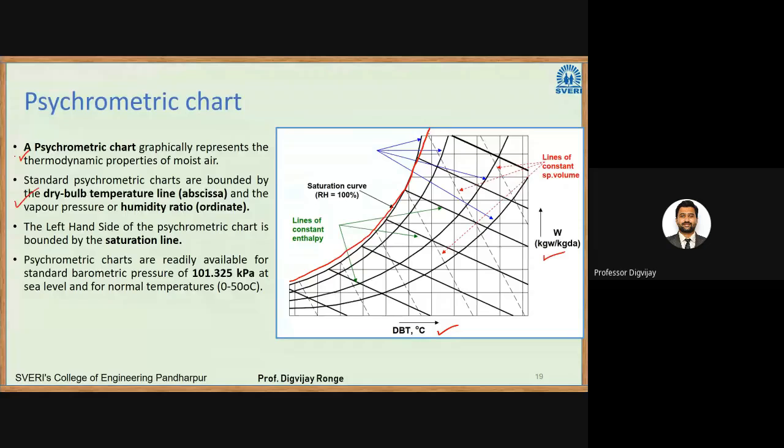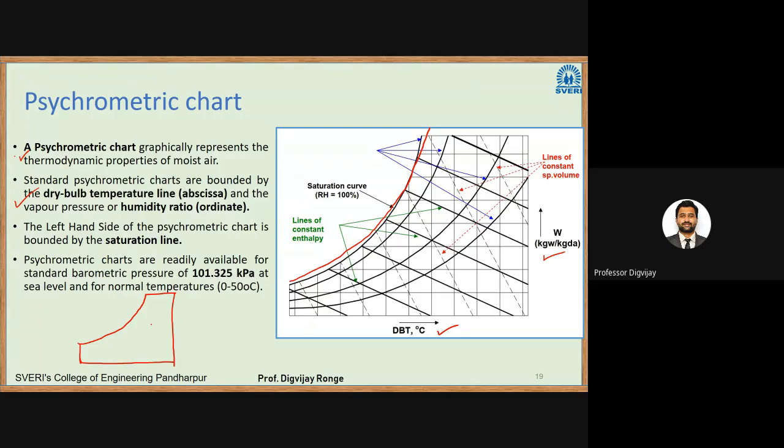Okay. So in general, if I want to draw a psychrometric chart, first I have to draw this abscissa, that is the dry bulb temperature. Then I have to draw its ordinate. Then I have to draw its saturation line. So this is the saturation line. This is the first figure you should draw if you want to draw the psychrometric chart.